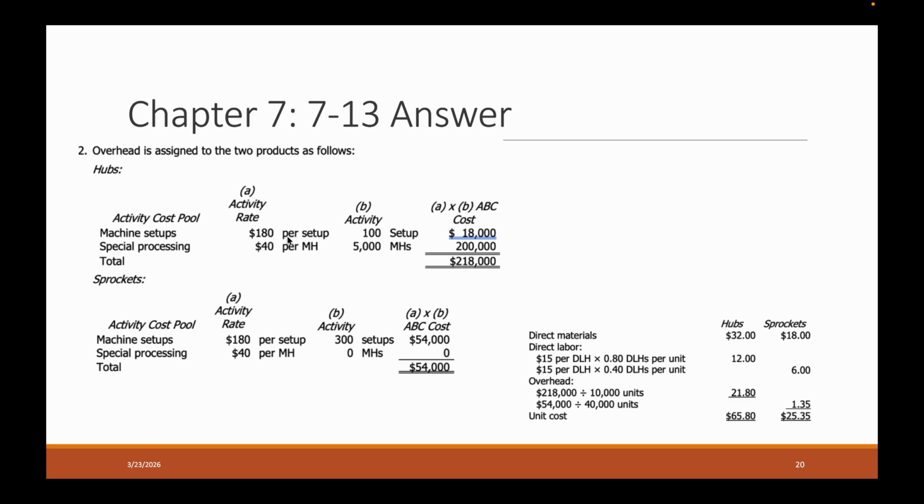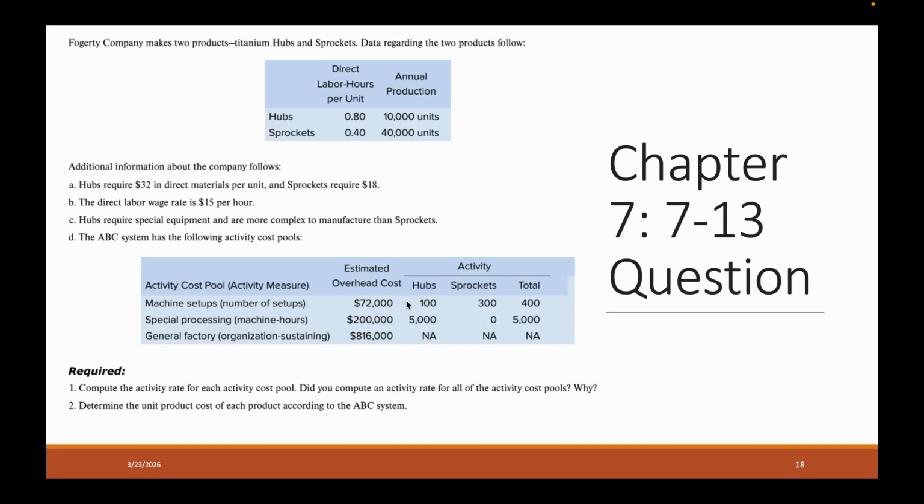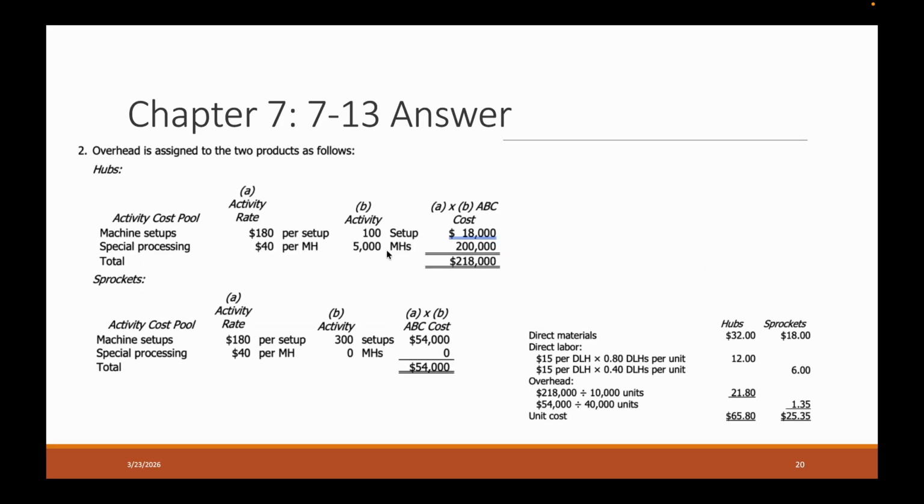So for machine setups, we just calculated it's going to be $180 per setup, and hubs, as we know in the problem given to us, are doing 100 setups. So 180 times the 100 setups gives you an ABC cost of $18,000. For special processing, it's going to be $40 per machine hour we calculated in the last step. And for hubs, we use 5,000 machine hours. So you get a total of $200,000. You add those 2 together, and that gives you a total of $218,000 in overhead for hubs.